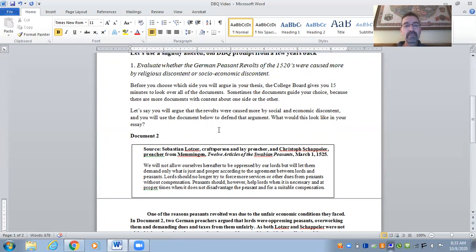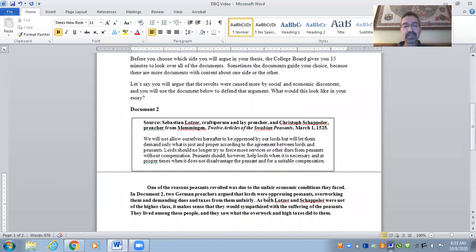And that's all you need to do, remembering that for at least 3 of those 6 documents, you have to do this part as well. You have to analyze how bias or purpose or point of view impacted the content of that document. So this is just kind of a rough beginning. Obviously, your teachers are going to give you more ideas and direct instruction on how to write these DBQs, but hopefully you can refer back to this.